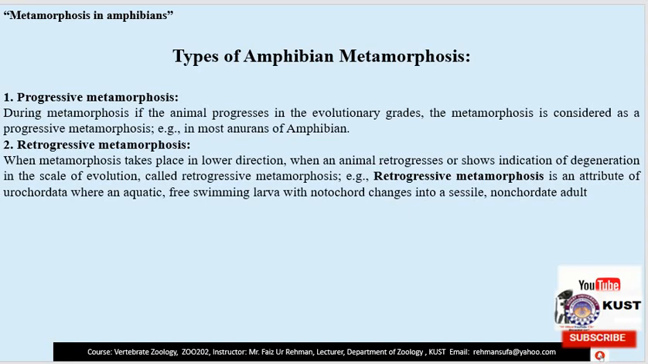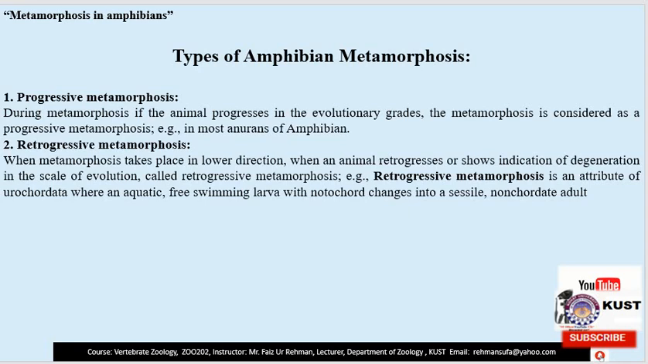Types of amphibian metamorphosis. There are two types of amphibian metamorphosis: progressive and retrogressive metamorphosis. In progressive metamorphosis, the animal progresses in evolutionary grades. Progressive means favoring or promoting progress, or gradually advancing towards an improved condition. This is considered progressive metamorphosis. This type of metamorphosis is mostly observed in the orders of amphibians.